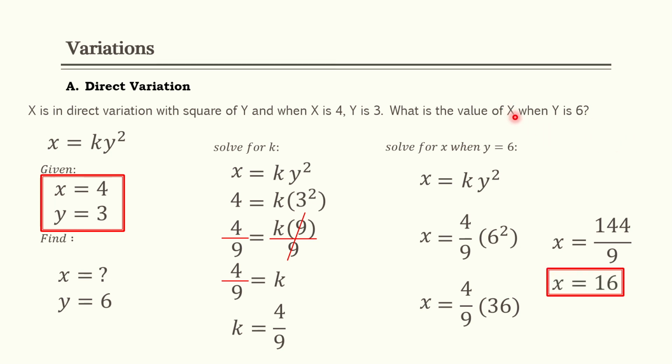Meaning, kapag, tingnan nyo, si x natin is 4 and y is 3. And here, tumaas si y, right? From 3, tumaas si y. So, dapat tataas din yung x natin. So, tingnan nyo, from 4, naging 16 siya. So, direct variation. So, habang tumataas si y, tumataas din si x. Okay? So, this is a variation, one example of variation, which is the direct variation.